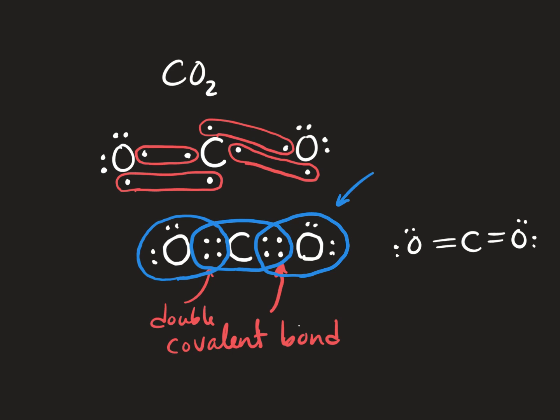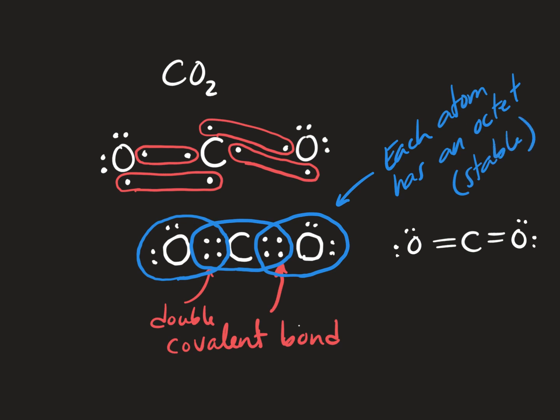So I'm going to just write a little note here saying each atom has an octet, which means it's stable. Okay? So, in a way, it's kind of like a puzzle. You know, when you're putting these structures together, how am I going to do it in such a way that I'm going to form octets? Okay? Let's try another one.